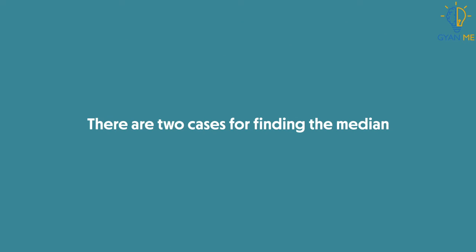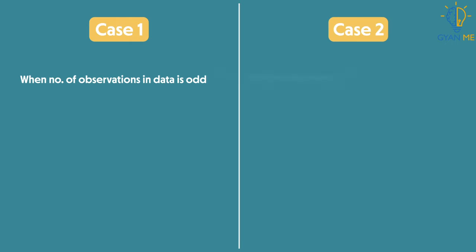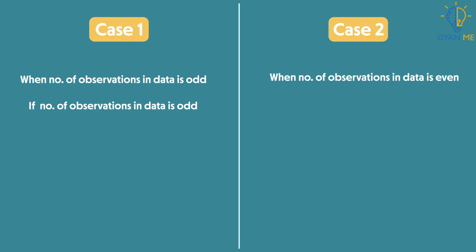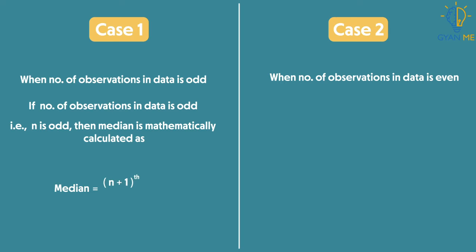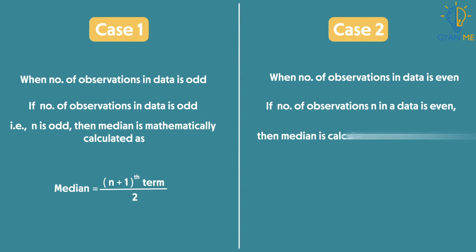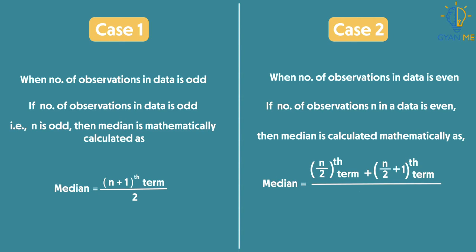Now there are two cases for finding median. Case 1, where number of observations in data is odd, and case 2, when number of observations in data is even. If number of observations is odd, that is n is odd, then median is mathematically calculated as (n plus 1)th term upon 2. If number of observations n in a data is even, then median is calculated mathematically as (n by 2)th term plus (n by 2 plus 1)th term upon 2.